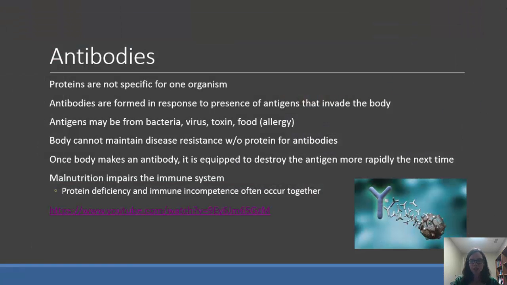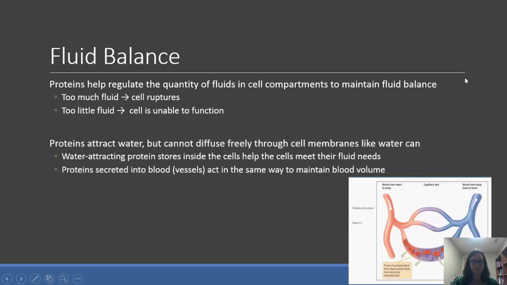Okay, so moving on. Proteins are also important in fluid balance. Proteins help regulate the quantity of fluids in cell compartments to maintain fluid balance. We need fluid balance in our cells because if there's too much fluid, the cell ruptures, and if there's too little fluid, the cell is unable to function.